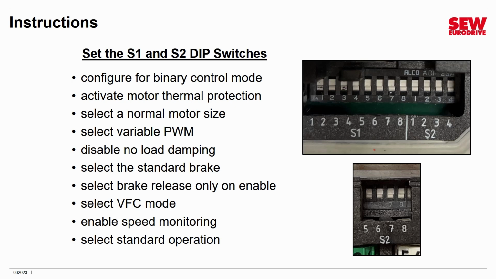I want you to configure them for binary control mode. I want you to activate motor thermal protection, assuming your MOVIMOT is mounted on your motor. Of course, if it isn't, then you shouldn't activate this feature. You should select a normal motor size, select variable PWM, and I'm going to say just use the standard 16 kilohertz variable PWM. Disable no load dampening, select the standard brake, select the brake release only on motor enable, choose VFC mode, activate the speed monitoring feature that prevents overcurrent, and select standard behavior.